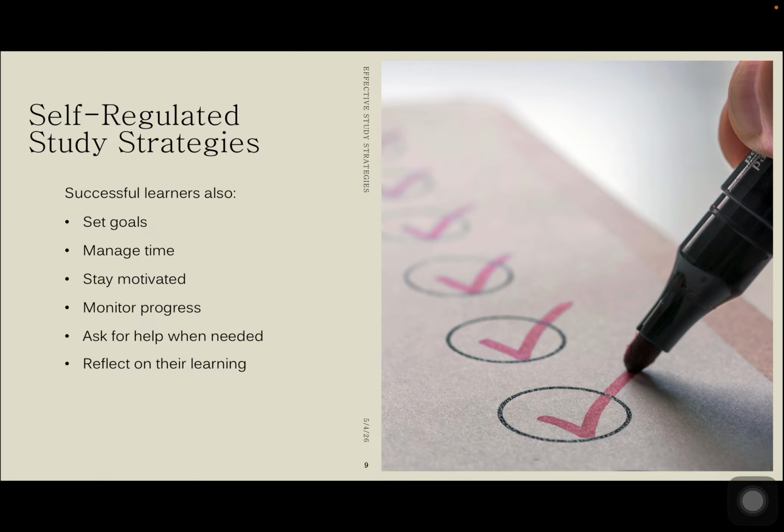So all of these strategies help learners become self-regulated. And the qualities that a self-regulated learner possesses is they're able to set goals, they are able to manage their own time, they can stay motivated and monitor their own progress, and if they don't understand something, they have the ability to ask when they need help, which is a reflection on, are they reflecting on their learning?